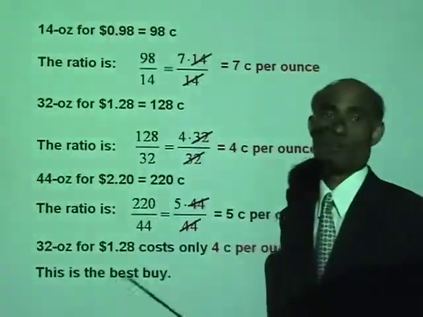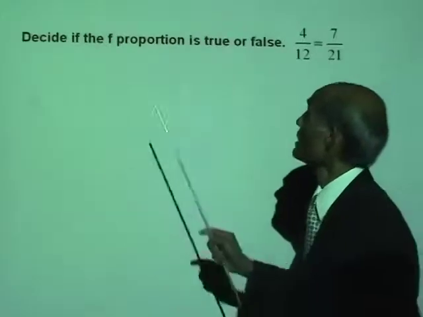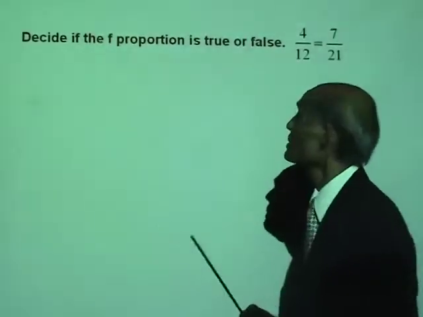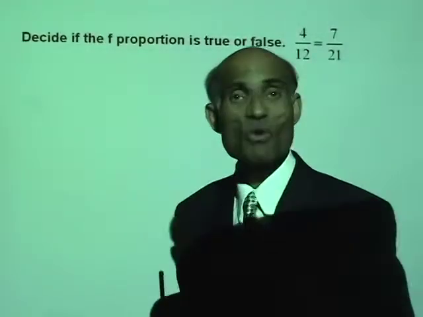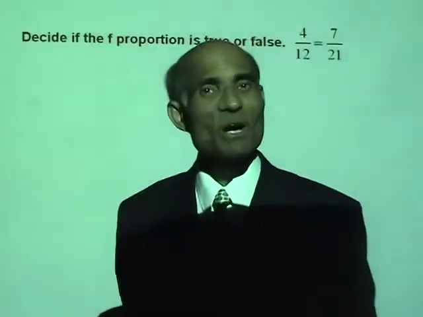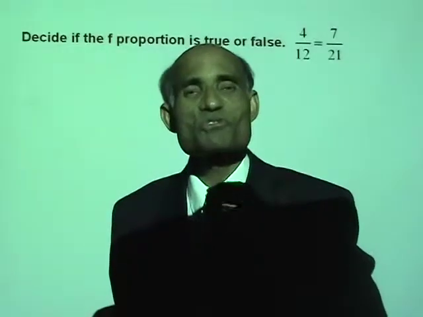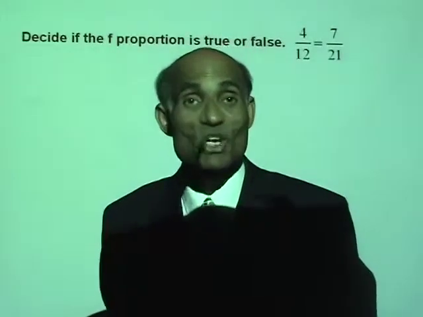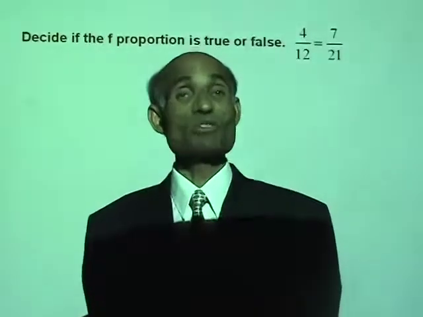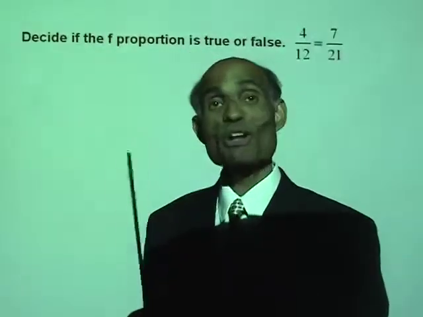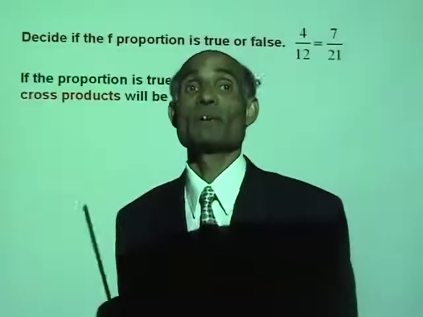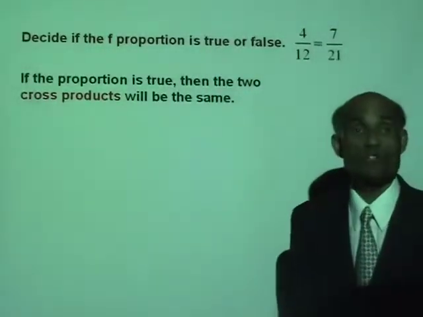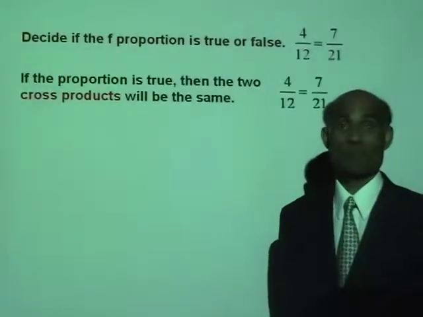Okay, let's move on. Decide if the proportion, this is a given proportion, is true or false. How do you know if a given proportion is true or false? All you need to do is take the cross product. If the proportion is true, the cross product will be the same. So if the proportion is true, then the two cross products will be the same.